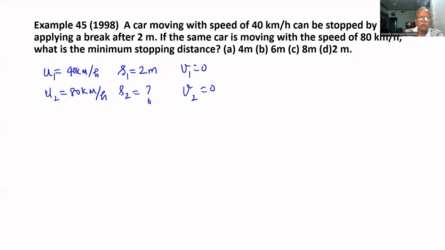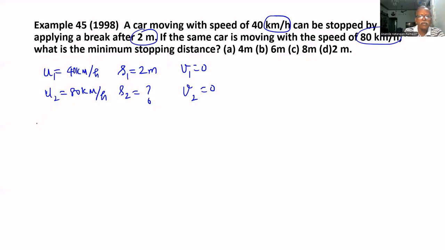So far we didn't face this problem, but you have to check in every sum. Here, it is given in meter. Here it is given in kilometer per hour. So let us convert into SI unit. That's why kilometer per hour should be converted into meter per second.